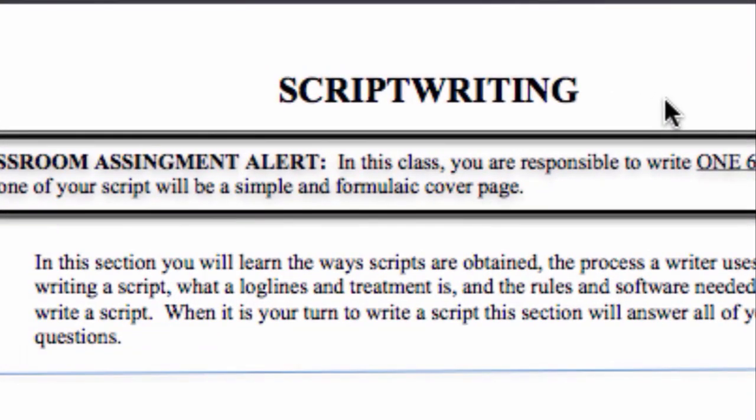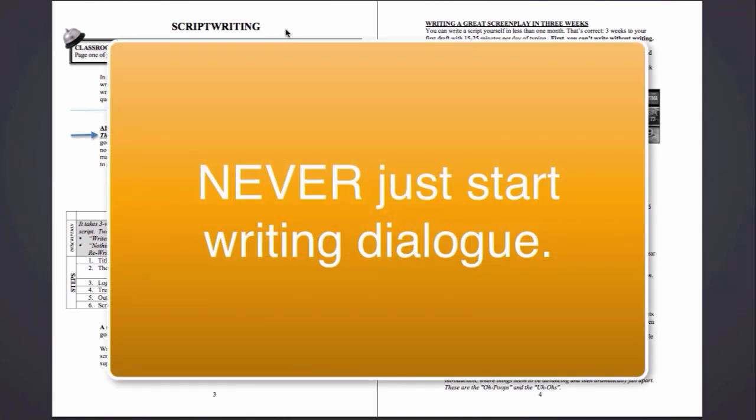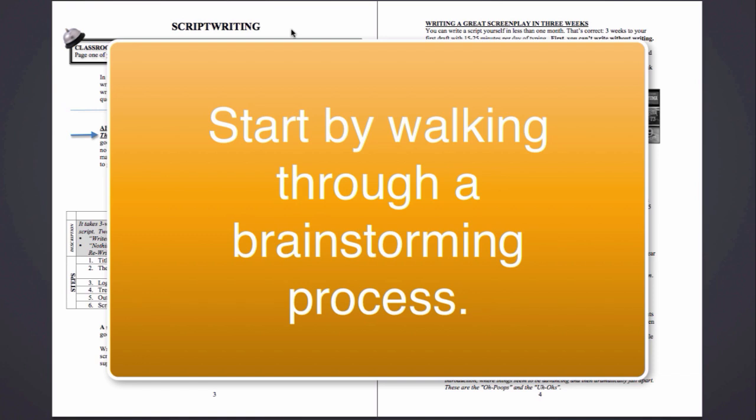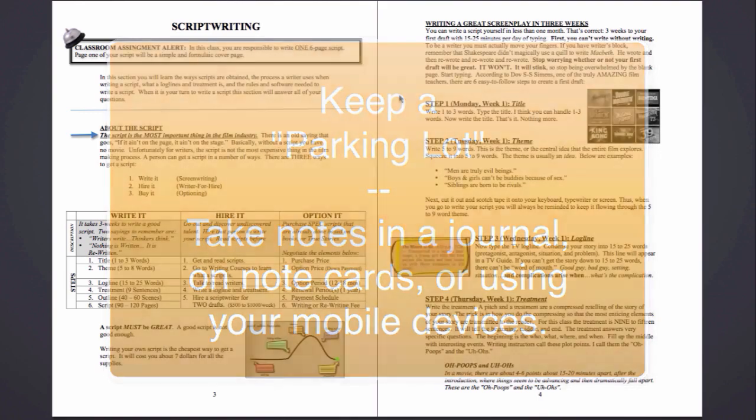writing. As we said in our last video, creating a script requires a lengthy rough draft process. You should never just sit down and write dialogue or description. You should first go through a brainstorming process. If you come up with great lines, you can write them down. You can keep a parking lot. That would be a journal where you write down those lines, or maybe a post-it pad filled with your ideas, or in this day and age, you could text message those ideas to yourself.